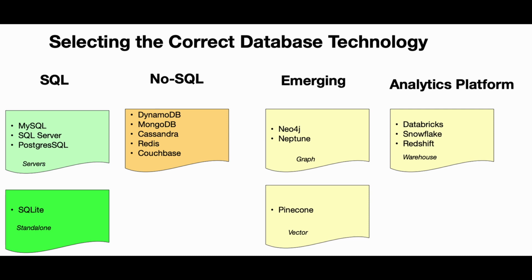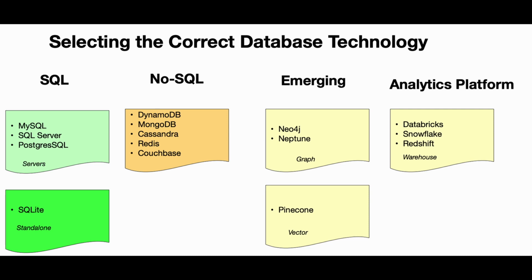The idea here is that you have a relational model with fixed schemas. You can do ACID transactions. So the idea here is that you do care about consistency and you have complex joins and aggregations. Some of the examples here are MySQL, Postgres, SQL Server.